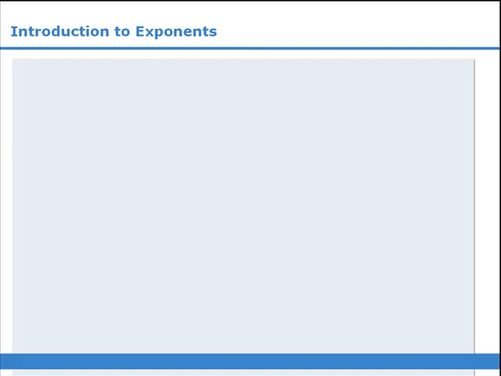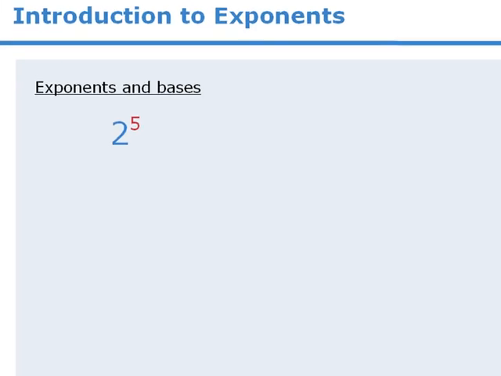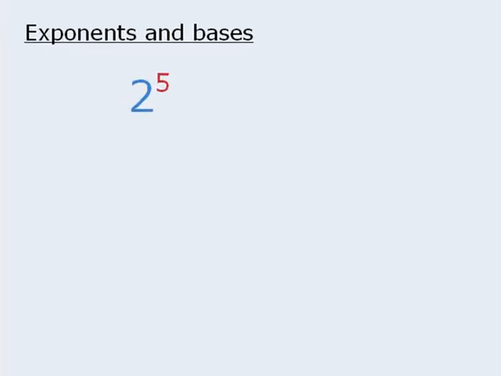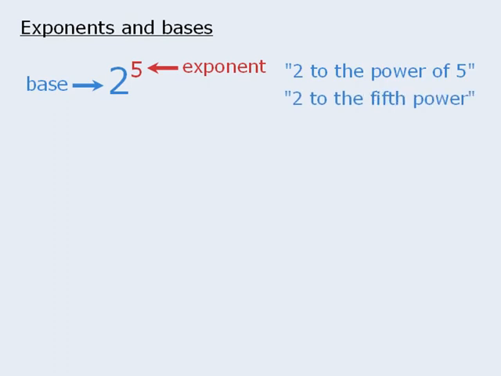In this introductory lesson, we will examine exponents and some properties of exponents. Let's begin with some definitions. In this expression, the bottom number here is called the base, and the top number is called the exponent. Now, this particular expression can be read as 2 to the power of 5 or 2 to the 5th power.